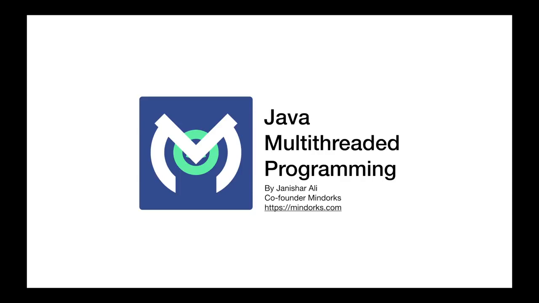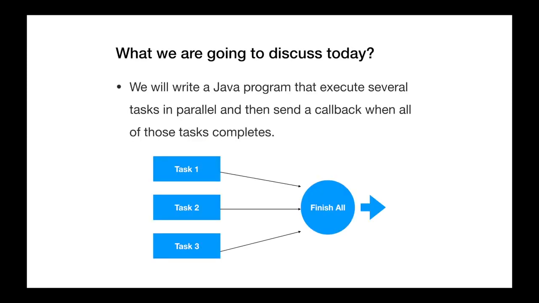In this video, we will see how to run tasks in threads and send a callback when all tasks are completed. Concurrent programming is essential for all modern systems. Android by design is asynchronous, so getting strong in concurrent programming is a must for all Java developers. As you can see in the diagram, there are three tasks. These three tasks run in parallel, and when all of them are finished, we send a callback.